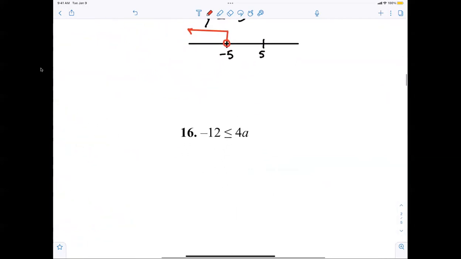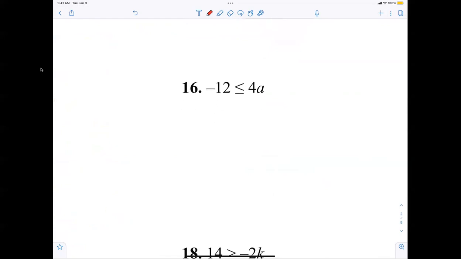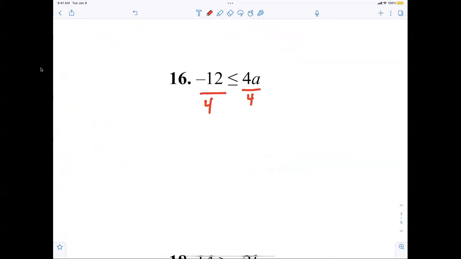Okay, so 16. Here we go. You divide it by 4. Divide by 4. Okay, so -3, isn't that greater than or equal to? What is this symbol? Oh, sorry, less than or equal to. Yes, that's less than or equal to. Good. And then you flip that, so it'd be A, and then that would be greater than or equal to, actually, and then -3. Yes, good job.